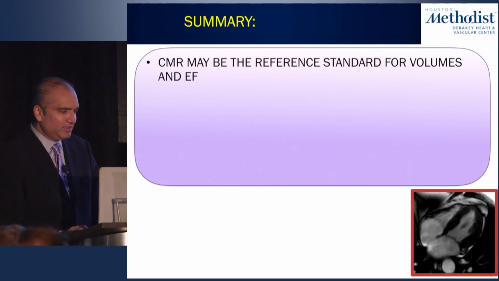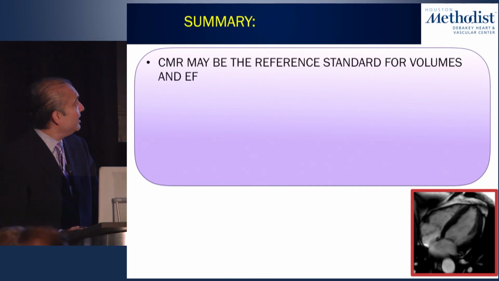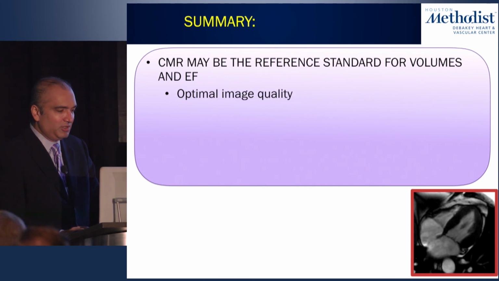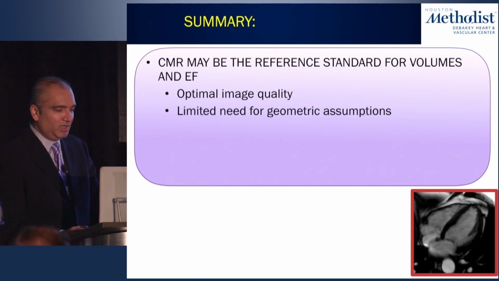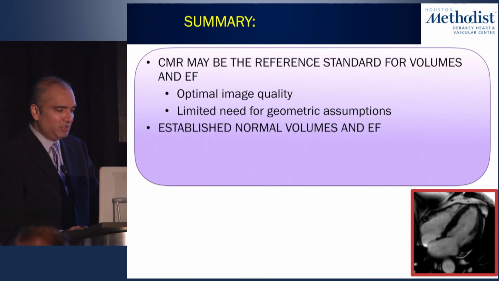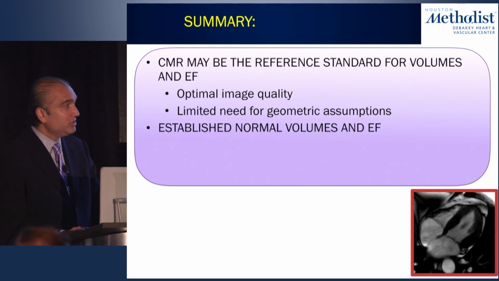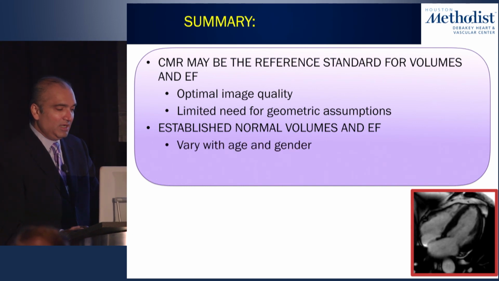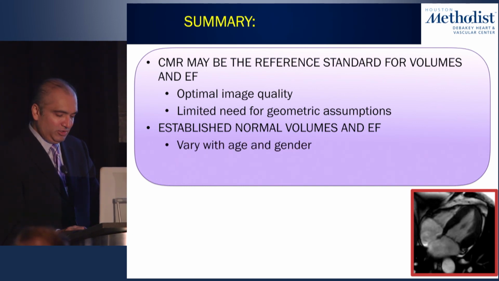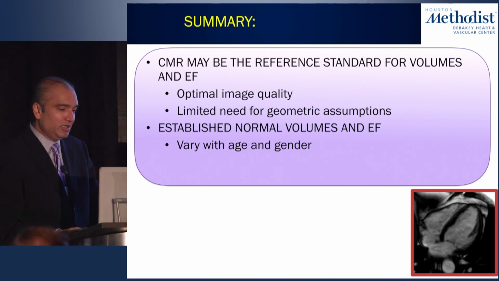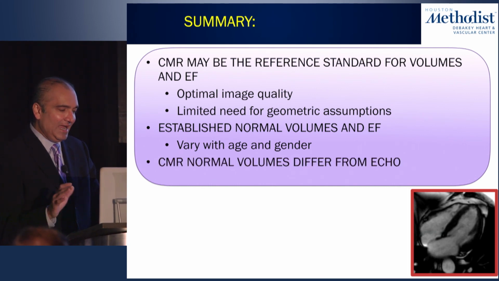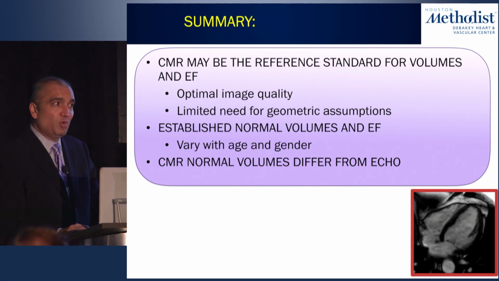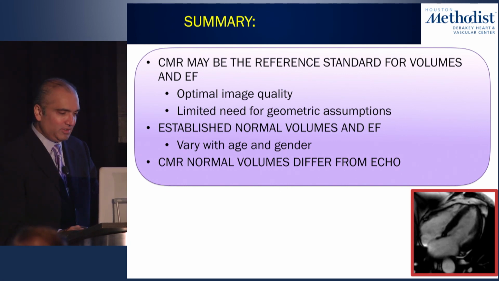So to summarize, I think many would say CMR may be the reference standard for volumes and ejection fraction because of optimal image quality, limited need for geometric assumptions. We have established normal volumes and ejection fraction. Important to keep in mind that these normal values vary with age as well as with gender, and that CMR normal values differ from echo. And so you want to make sure you're comparing apples to apples, not apples to oranges.